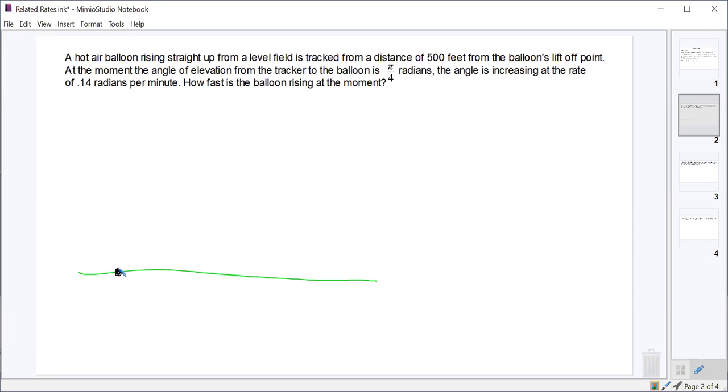There's us watching a hot air balloon that is rising straight up from a level field. So it's going up, right? I know I didn't draw the basket on the hot air balloon, but you'll survive without it. Everybody good so far with what we've drawn? Yes. Good.